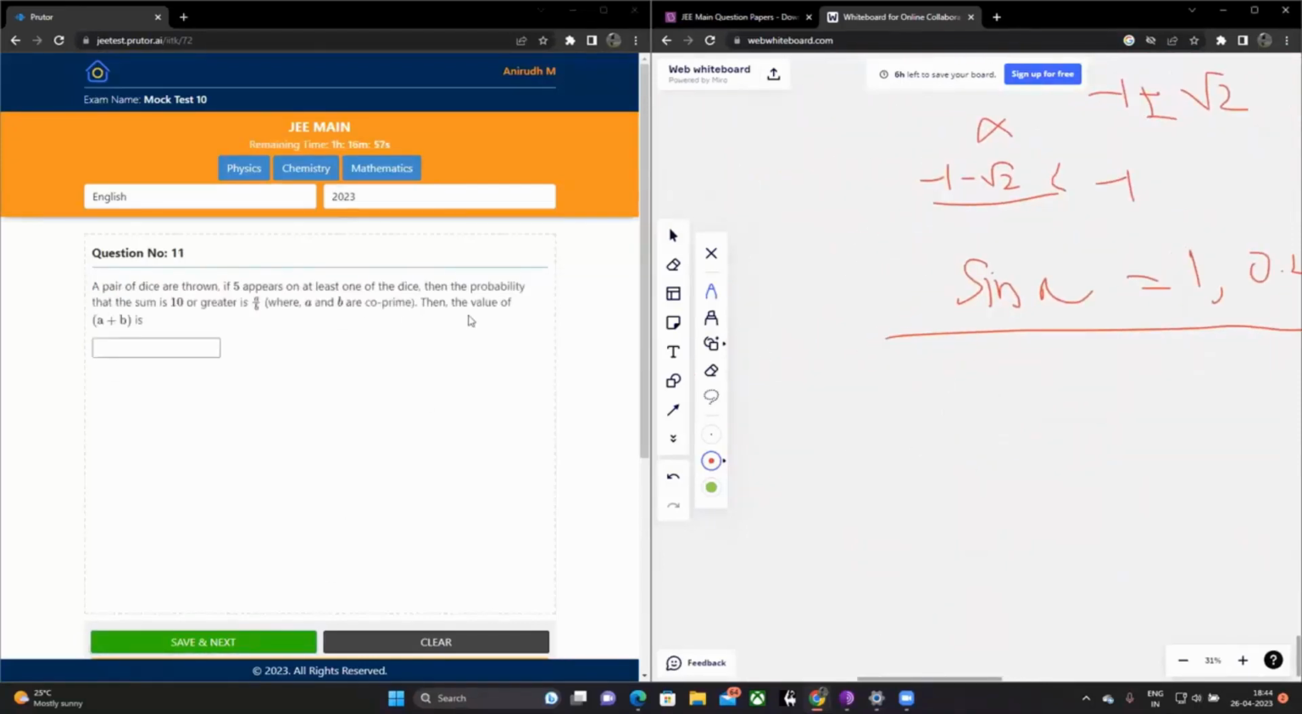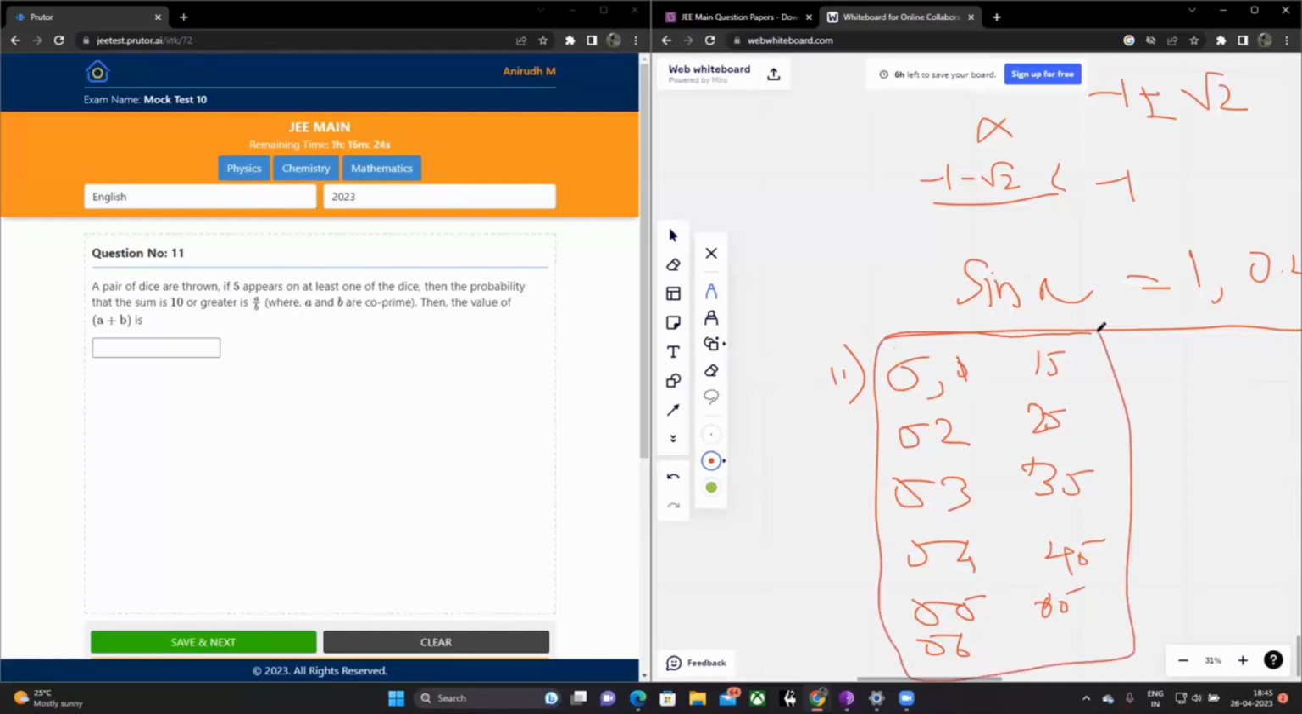Now, a pair of dice is thrown, and 5 appears on at least one die. The probability that the sum is 10 or greater is a by b, right? You are given that 5 appears on at least one of the dice, so basically you have to restrict the sample space now. So you have one of 5 1, 5 2, 5 3, 5 4, 5 5, 5 6, or one of 1 5, 2 5, 3 5, 4 5, and 6 5 that can occur, right? These are the 11 possible outcomes that you can have when 5 appears on at least one of the dice, right?